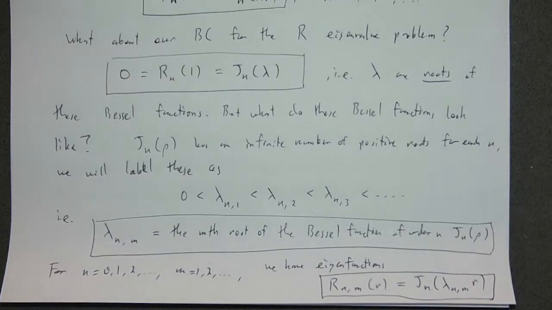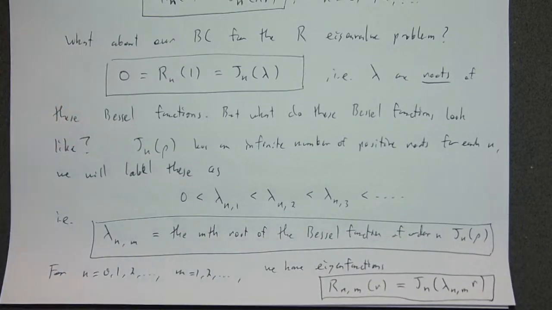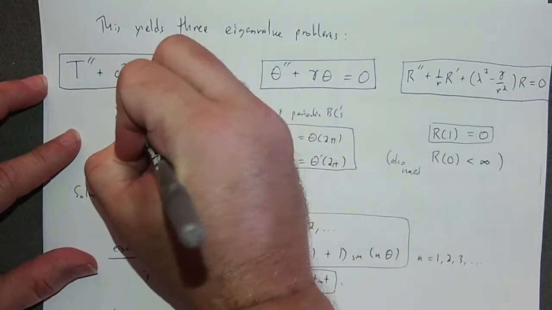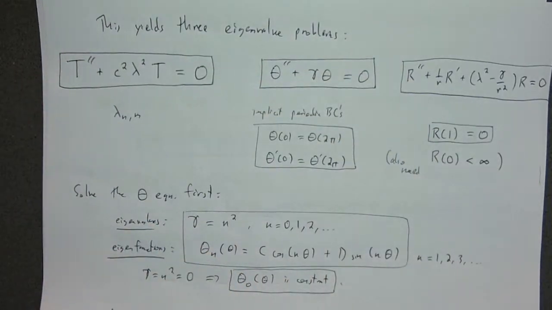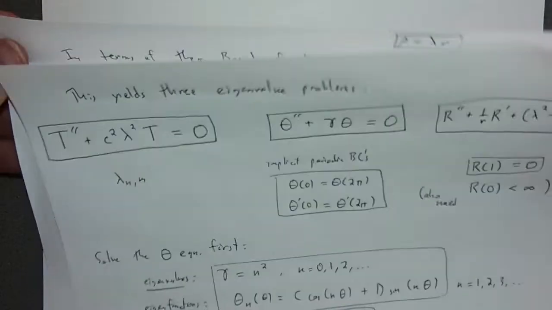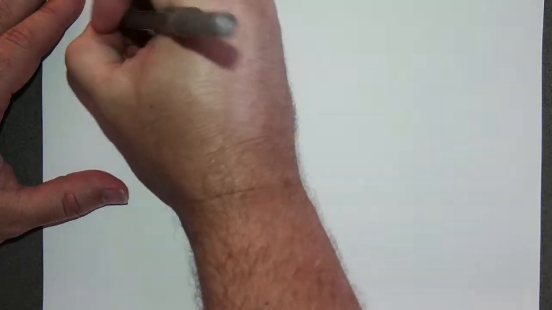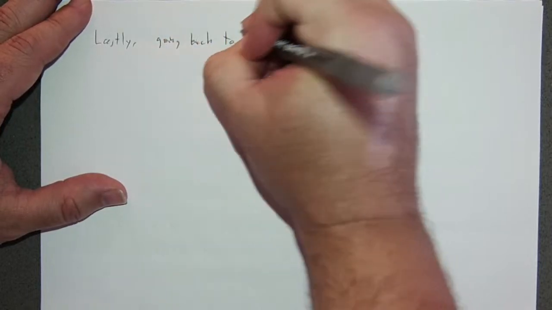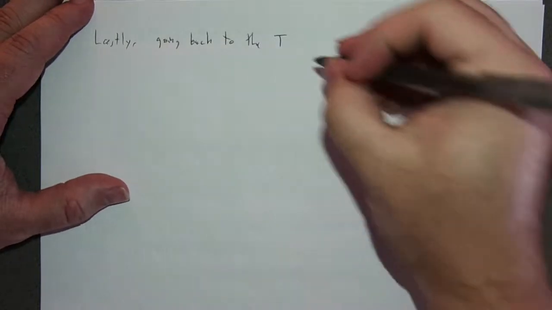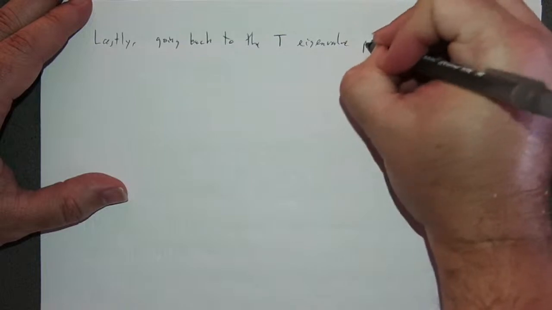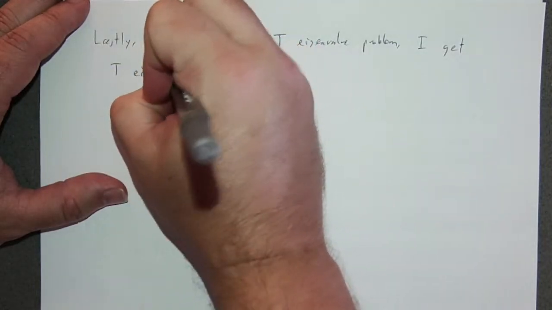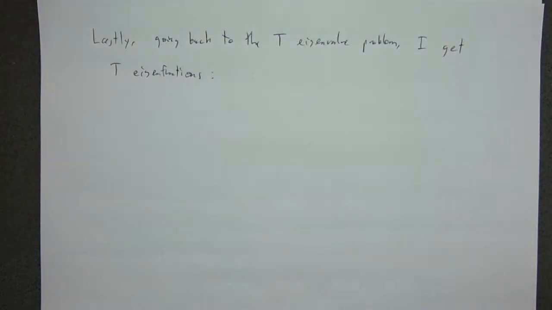Now, assuming that we have found those eigenvalues in this way as these roots of Bessel functions, right? Then we plug those eigenvalues into, right? So I use my lambda sub nm eigenvalues here in this t eigenvalue problem, and I get eigenfunctions for t as well. So lastly, going back to the t, so going back to the t eigenvalue problem, I get t eigenfunctions that look like what?